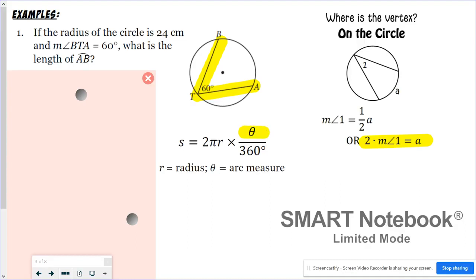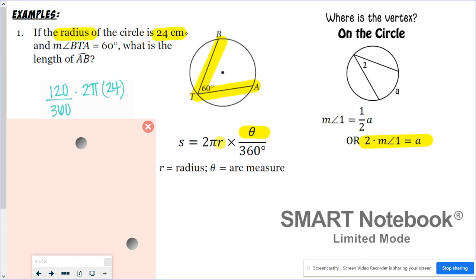Now that we know what theta is, and they gave us the radius, we're ready to calculate our arc length. So I have 120 degrees over 360. 120 is the degree measure of our arc. And then I have 2 times pi times 24. After all, they told us the radius was 24 centimeters. Then I'm just doing the math, and I get that my arc length is 16 pi centimeters. And you could totally multiply by 3.14 to get an approximate measure.